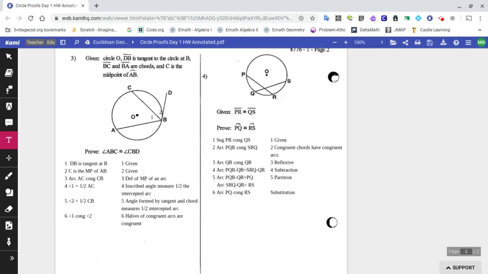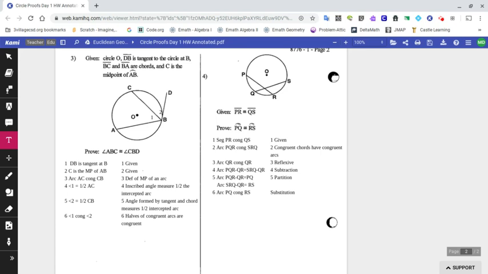Number 3 is kind of like the one we had in the notes, a little bit different, but similar. DB is tangent at B. C is the midpoint of AB. So AC and CB, those two arcs, are congruent to each other, by definition of midpoint of an arc. Now if I look at angle 1, that's inscribed, so that's half of its arc.